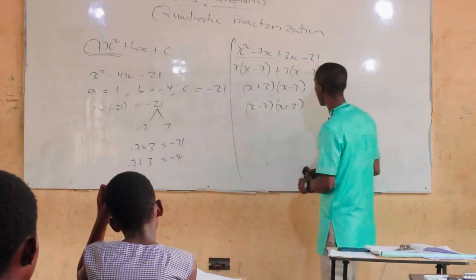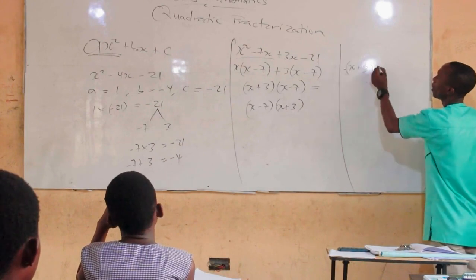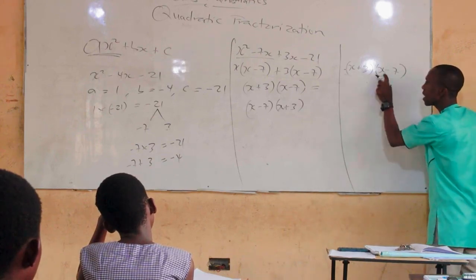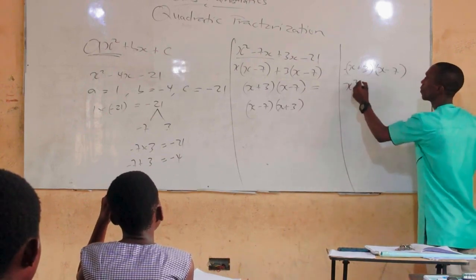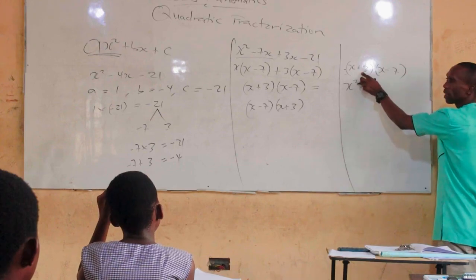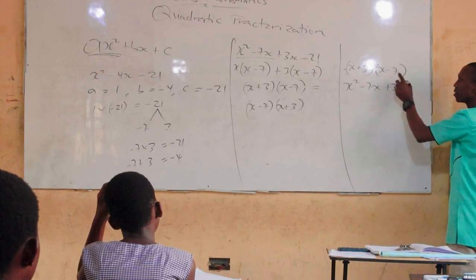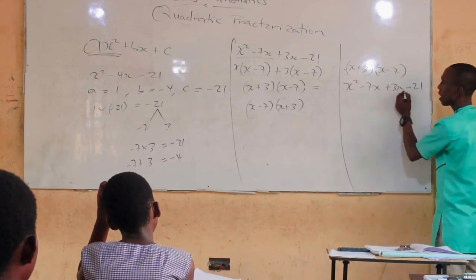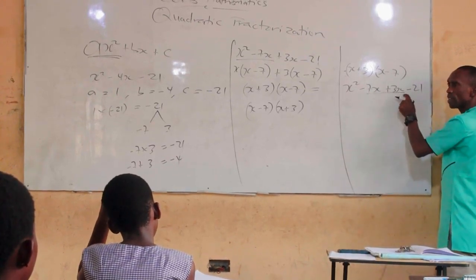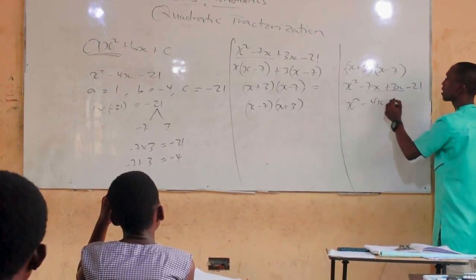Let us quickly expand one of them and see whether we'll get back to our quadratic expression. So let's do the expansion here. X plus 3, x minus 7. That's binomial expansion. X times x, x squared. X times minus 7, and 3 times x, 3x. And then 3 times minus 7. Are they like terms? Yes. So can we add them? Yes. Negative 7 plus 3, negative 4x. So x squared minus 4x minus 21.